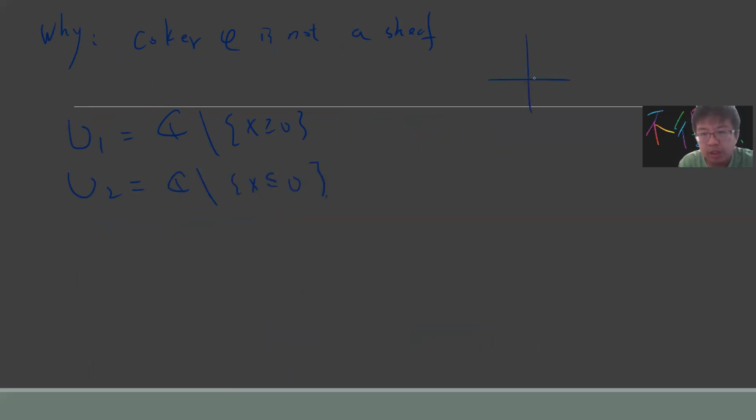So now I kill it, right? That means there is a global log. So there is a function f1 such that exponential of f1 is z, okay? And there is a function f2, exponential of f2 is z, right? So f1 lives on U1, and f2 lives on U2, okay?